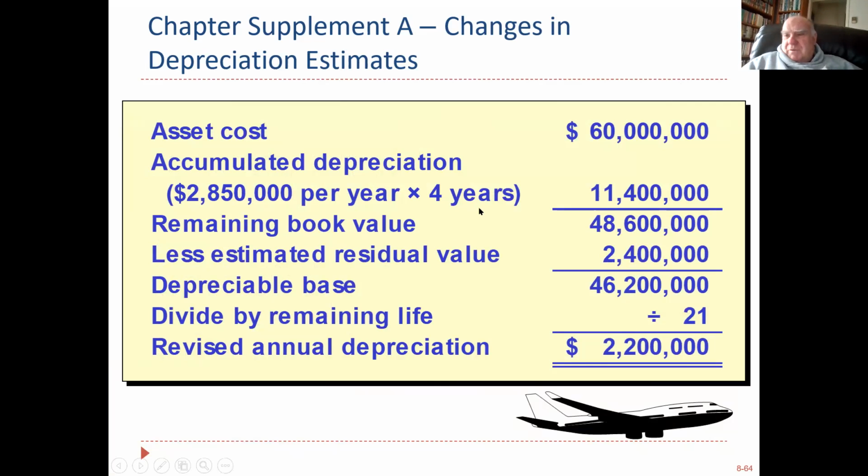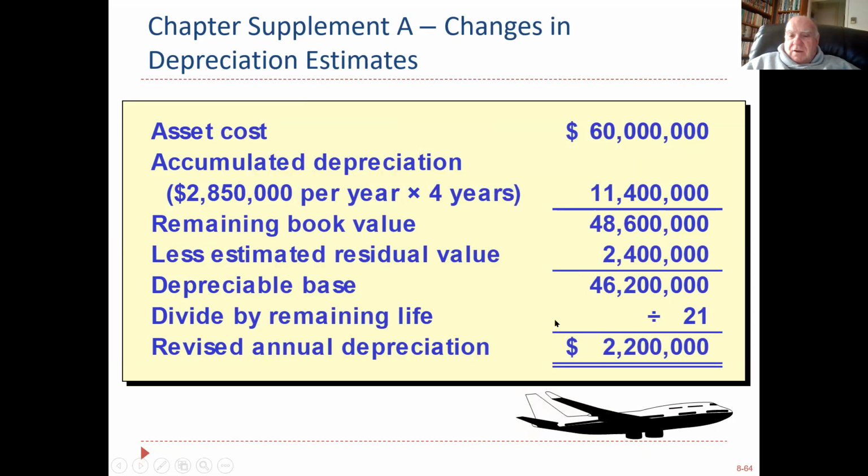I appreciate you hung in this far with me, huh? Chapter 8. You can tell I kind of like this information. The asset cost us $60 million. At the end of 4 years, we had depreciated 11.4, meaning that's the balance in the accumulated depreciation account, the contra. So the remaining book value is $48 million. That's the history. We know that now. But now we're saying we're not going to get $3 million at it. We're only going to get $2.4 million. So we subtract that to get the new depreciable base. 46,200,000.